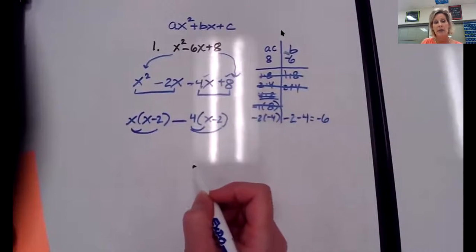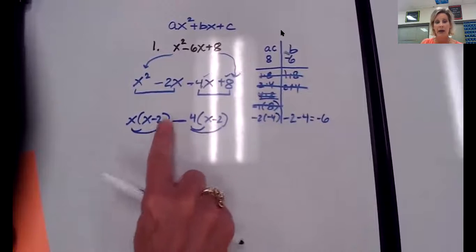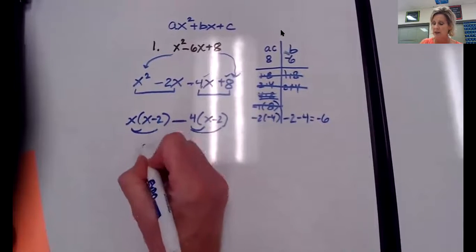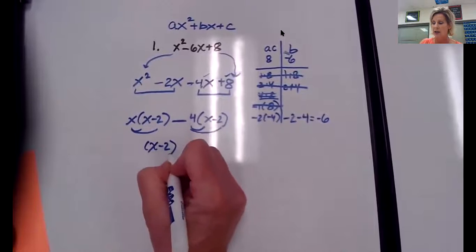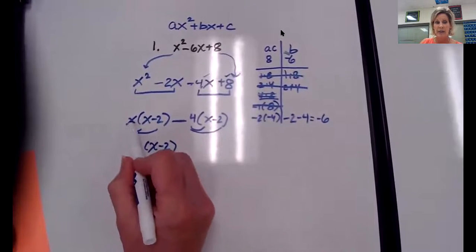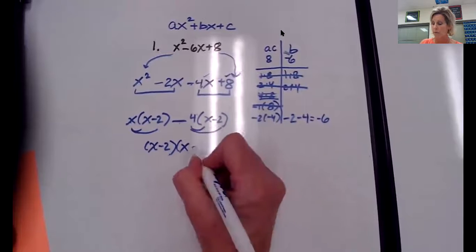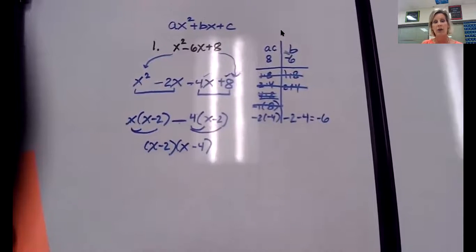That's right. Now I'm to the part where I have a binomial, x minus 2 both places. So x minus 2 is your GCF. And then you're left with this x and this minus 4. And there you have it.